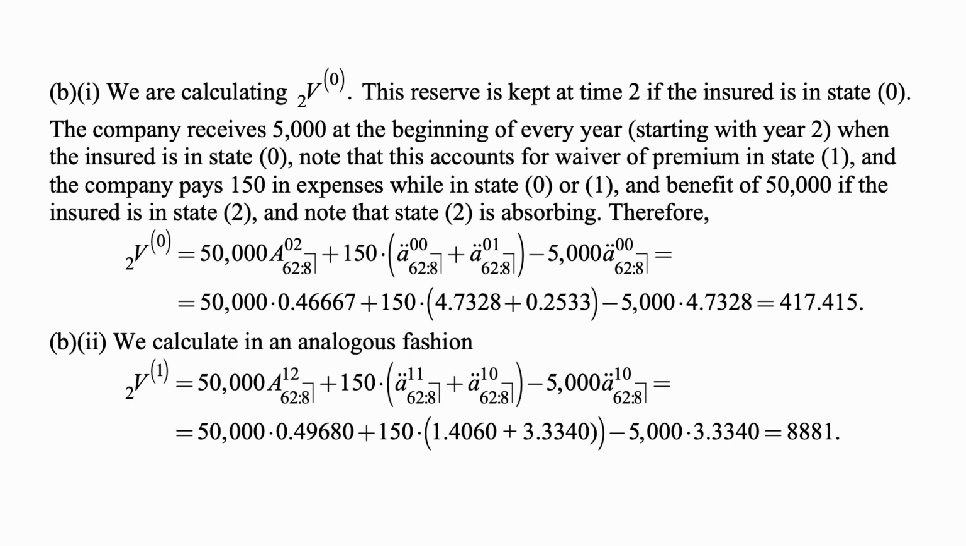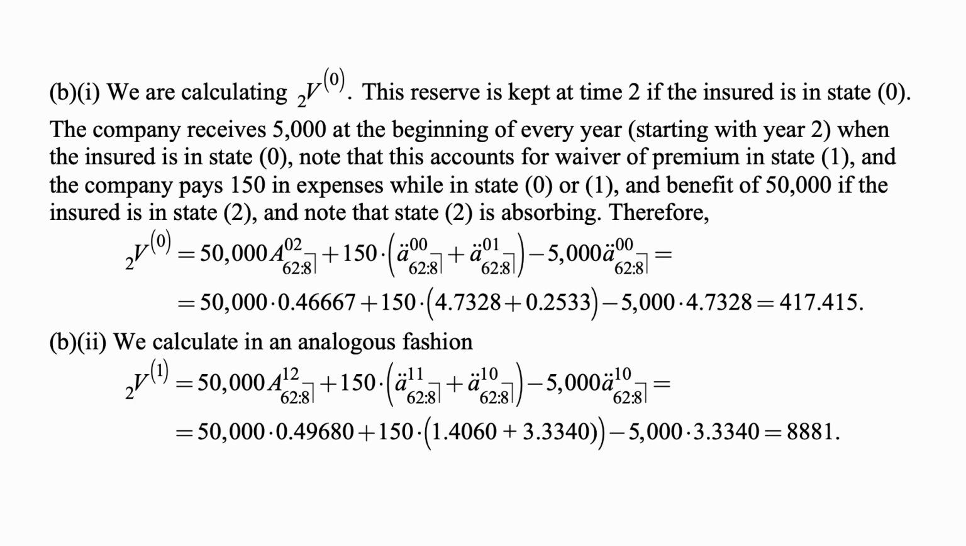Minus 5,000 times a colon angle 800, because the premium of 5,000 is paid only if the person is healthy. All of these numbers can be looked up in the table. We plug them in and do the calculation, and we obtain 417.415. For Part B, Part 2, we calculate in an analogous fashion 2V1 for the person who is in the state of being sick.